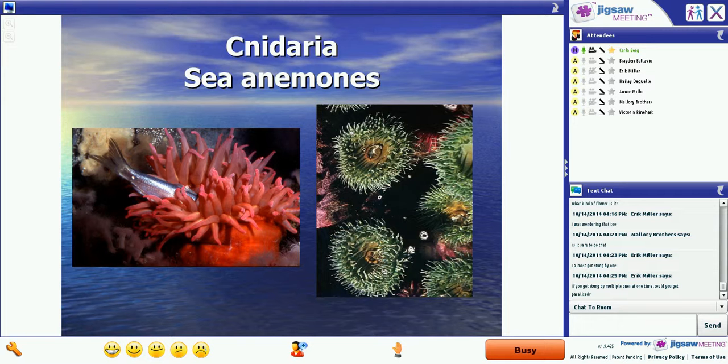Now, sea anemones, look at that for a second and think about what type of symmetry. I'll answer your question in one minute, Eric. What type of symmetry does this sea anemone on the right-hand side have? Go ahead and take a look. What type of symmetry? And go ahead and answer the poll for me.